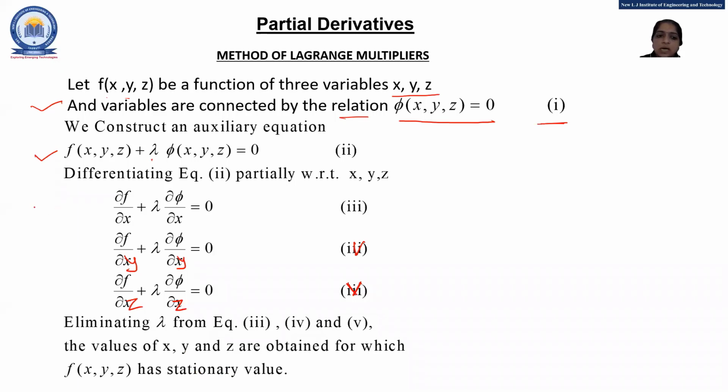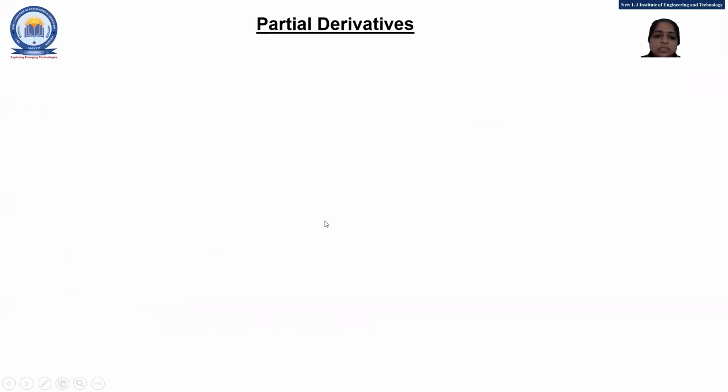So these are the steps for solving the given function with three variables x, y, z which are connected by the relation phi of x, y, z. Let's start the examples of this method for better understanding.